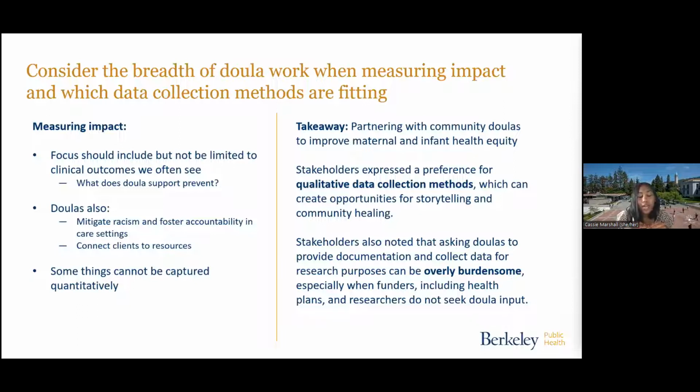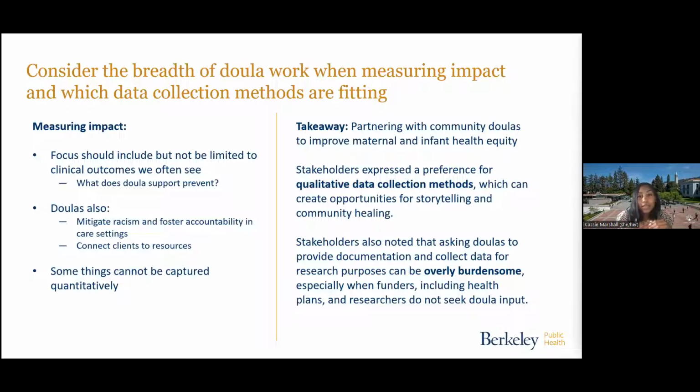Some things that our research has revealed beyond clinical outcomes are that doulas mitigate racism. Some of our most recent research, just published from our team, has shown that they can foster accountability in clinical care environments, in hospital settings. Another role that I'll elaborate on in a moment is that they connect clients to resources. And one thing that we've heard across all of these projects is that some things just can't be captured quantitatively. I don't mean to say that we shouldn't have our metrics and our indicators and our percentage points and our rates on all these various indicators, but there is a role for qualitative work. There is a role for storytelling.